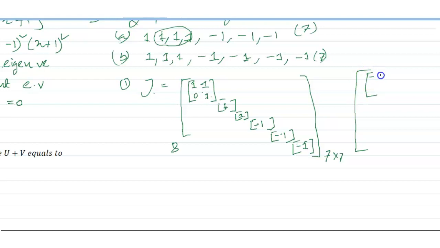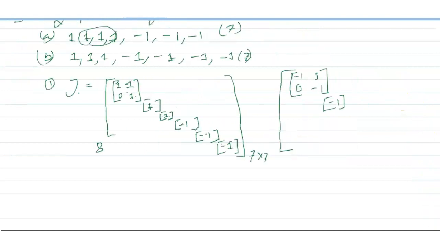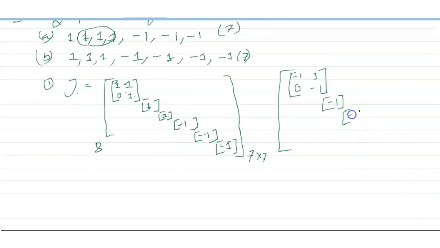Another possibility is the one with the extra block for minus 1. Here too you get 1, 2, 3, 4, 5, 6, 7, 8 non-zero entries. So here also you get 8.